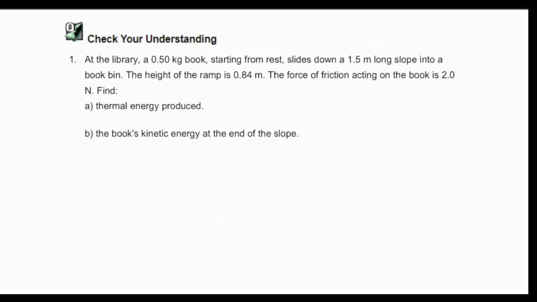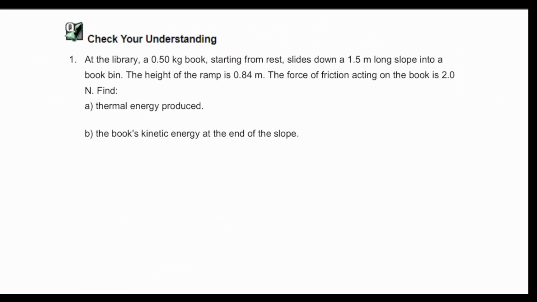In our next section here, let's take a look at the check your understanding questions, once again focusing on conservation of energy. Question 1. At the library, a 0.5 kilogram book, starting from rest, slides down a 1.5 meter long slope into a book bin. The height of the ramp is 0.84 meters. The force of friction acting on the book is 2.0 newtons.